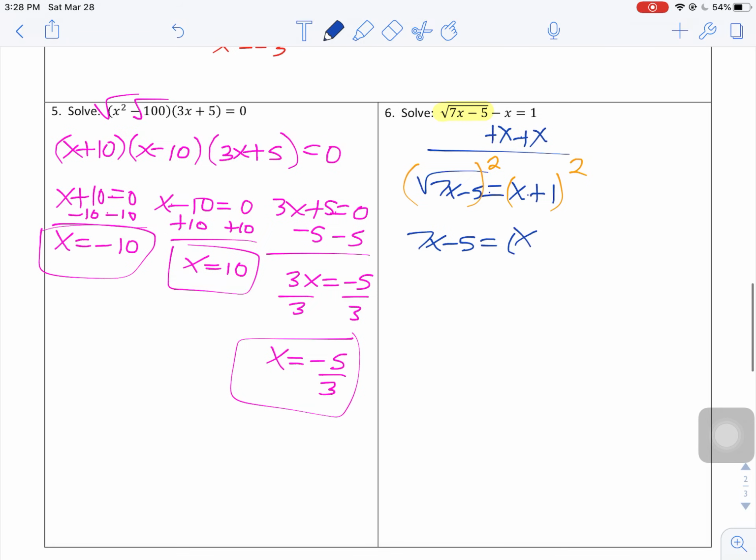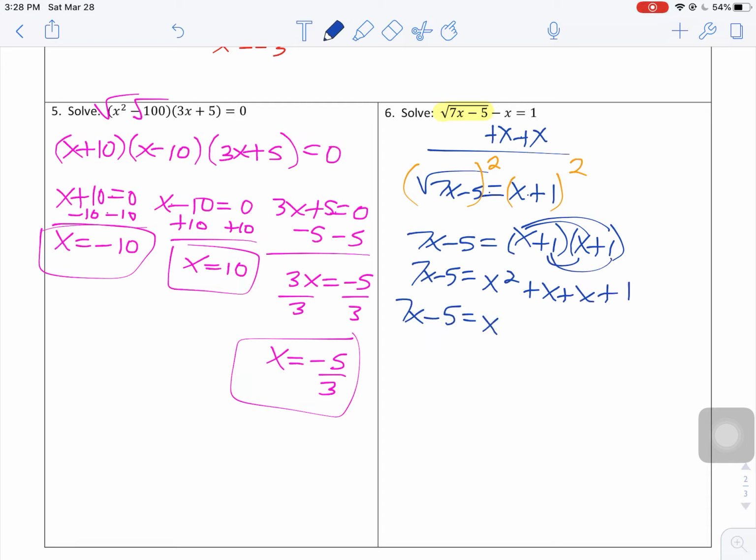When you square a square root, it cancels out. And then that x plus 1 squared on the right side, I have to write out as x plus 1 times itself. I'm going to drag down the 7x minus 5. On the right side, I'm going to FOIL. So x times x is x squared. x times 1 is x. 1 times x is x. 1 times 1 is 1. Drag down the left side. On the right side, x plus x is 2x.